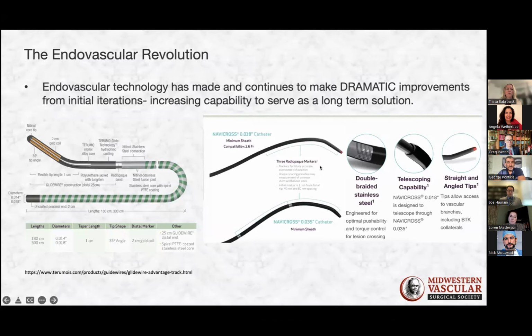Both with wires and with catheters that you see here. These are two of my favorites as far as the Glidewire advantages mentioned earlier by Dr. Weston. I love the Navicross.